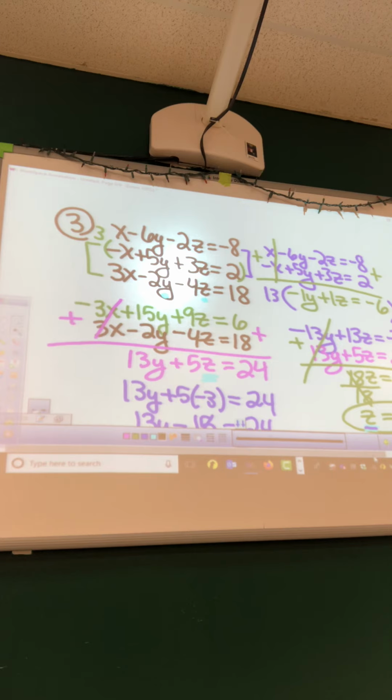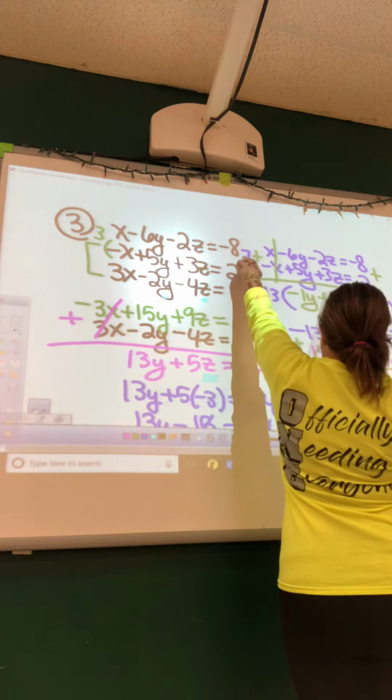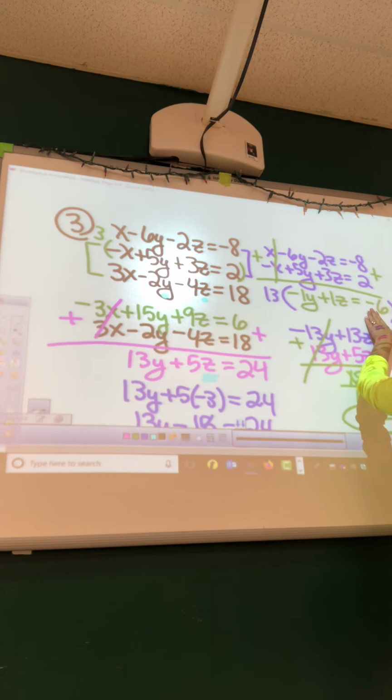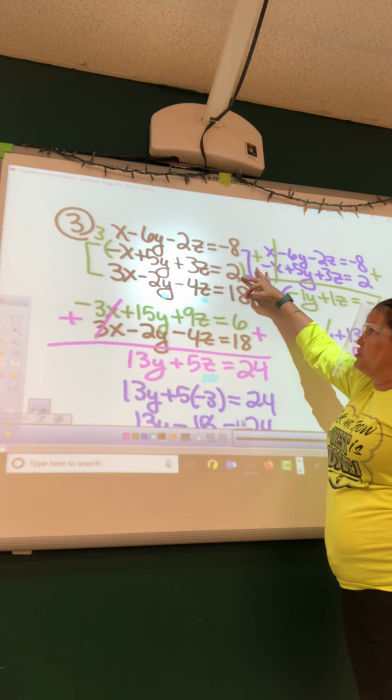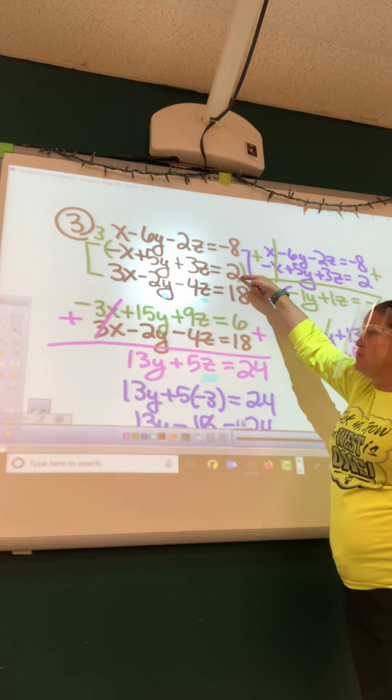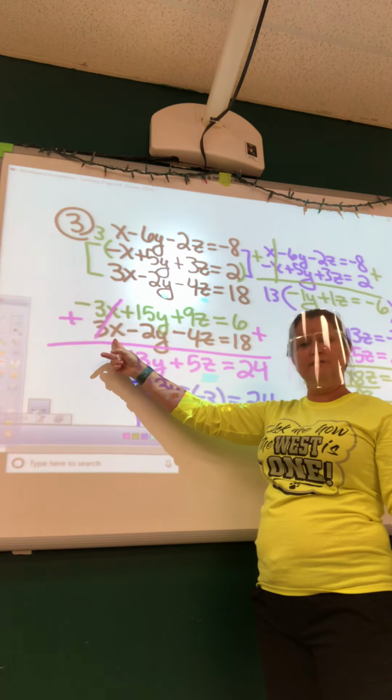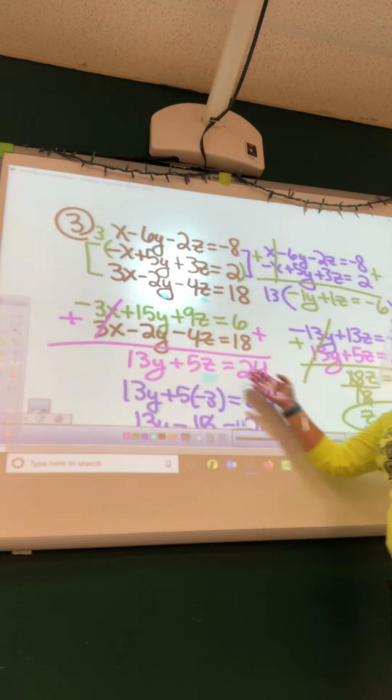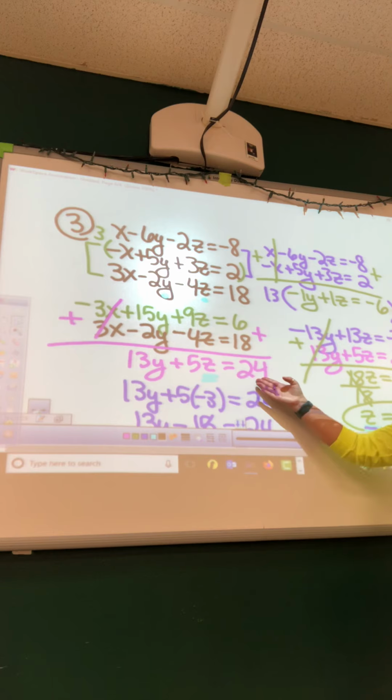I then said when we choose, we need to choose the variable we want to eliminate out of all 3 equations. And I believe we chose x. Okay? We can only look at 2 equations together at a time, so we did. And we got that negative y plus z equals negative 6. We looked at the bottom 2 equations. We did have to multiply by a 3 so that we had a negative 3x and a positive 3x. We got a new equation of 13y plus 5z equals 24.